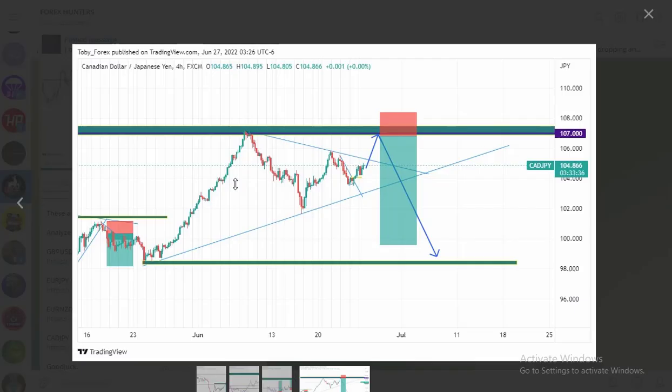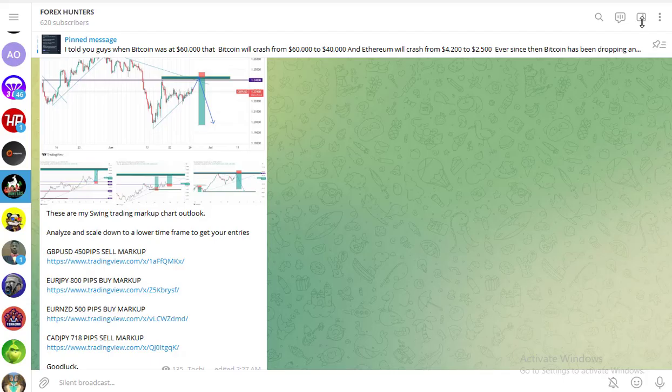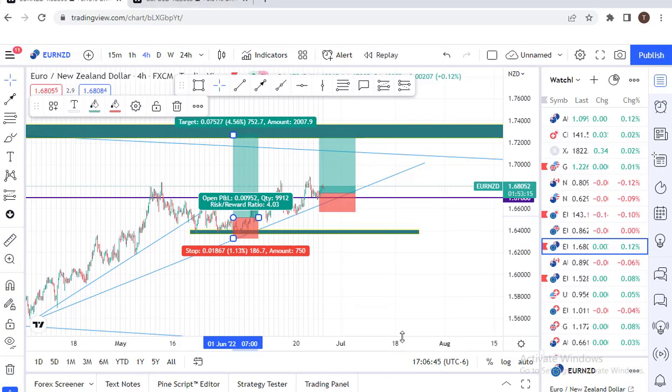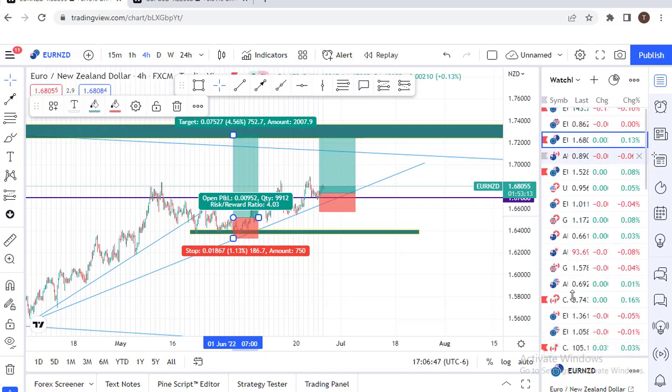So coming to CAD JPY, you tend to discover that it is actually a sell trade, and this particular strategy is somehow different from what I've been talking about. So I'll just go to my chart and show you all what made me take this trade, or rather what made me think that this market is actually going to sell, because I have not taken the trade. Actually, it's a mark-up chart. I'm still waiting for it to occur.